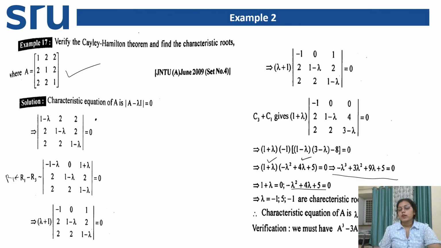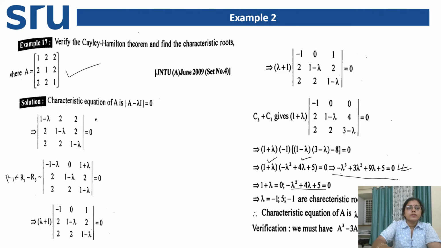So this is the characteristic equation you have to find, and in this manner, by using row operations and column operations, you get this characteristic equation. Now you have to verify that. For the verification, you have to put A in the place of lambda. So you get minus A cube plus 3A square plus 9A plus 5 equal to 0. When you verify this, you have to check whether the left hand side is equal to the 0 vector or not. If it is the 0 vector, then it is verified.